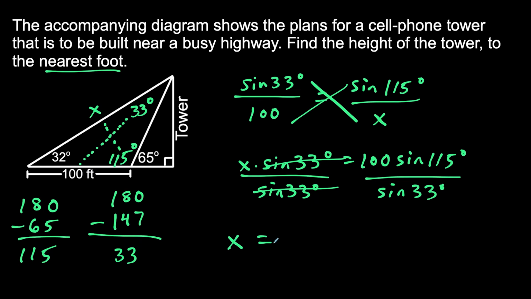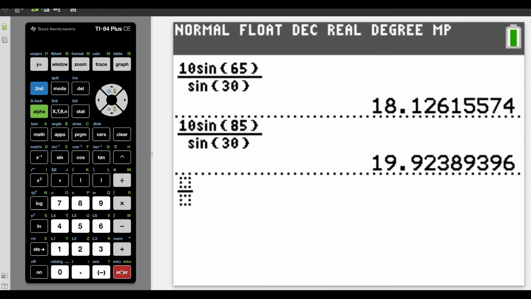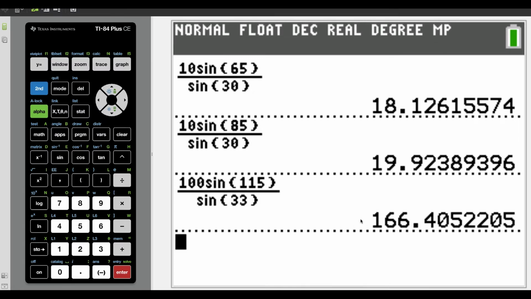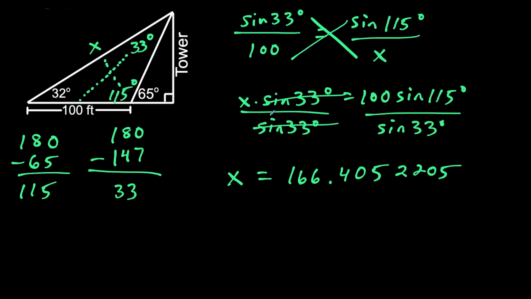So we'll have x equals, so we'll just pull up another fraction. In the numerator, we're going to have 100. And then we have sine of 115 degrees. And our calculator is still in degree mode here. And now in the denominator, we're dividing by sine of 33 degrees. So we'll just make sure we have this typed in right. So this is going to be the value of x, and we're going to write all of this. So we'll say here x equals 166.4052205.